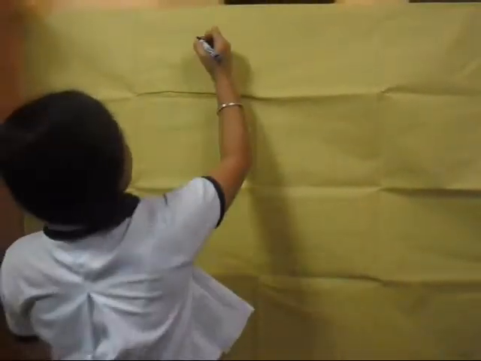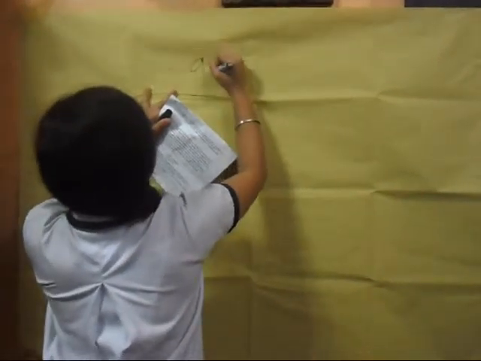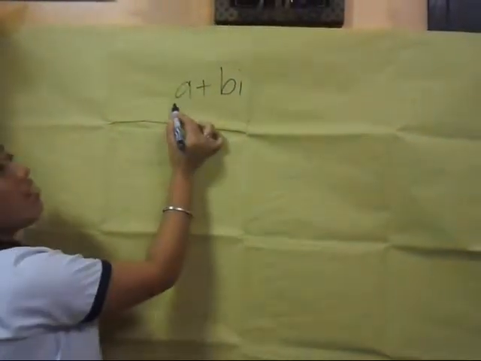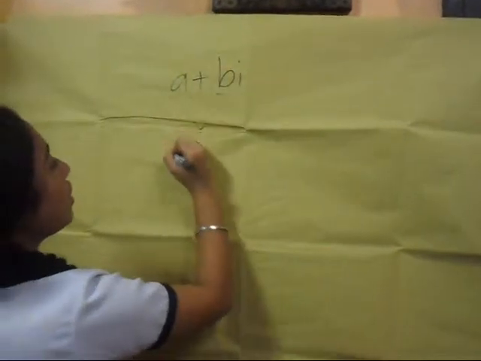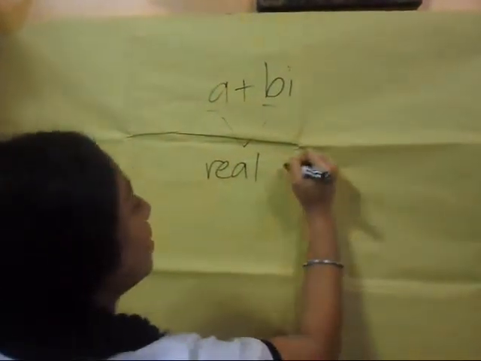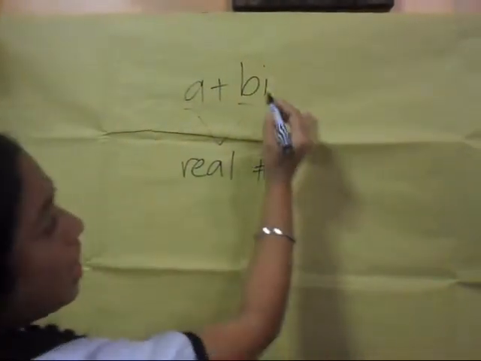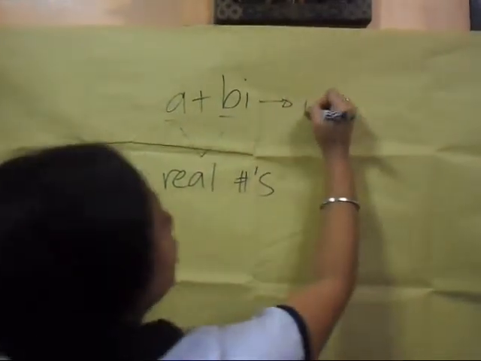A complex number is a number which is expressed in the form of a plus bi, where a and b are real numbers and i is our imaginary number.